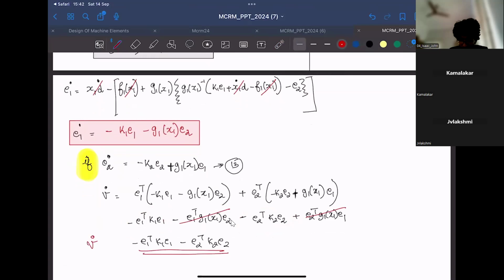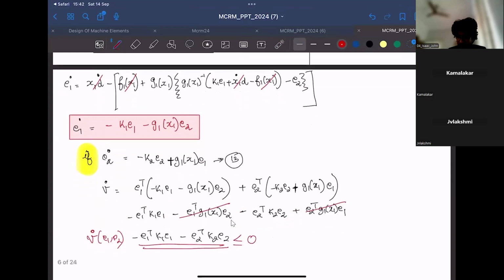So this becomes your V dot E1, E2. So it's guaranteed that this term is always going to be less than 0, irrespective of whether your E1 is positive or negative, or whether E2 is positive or negative. This term V2 dot of E1, E2 is always going to be 0.